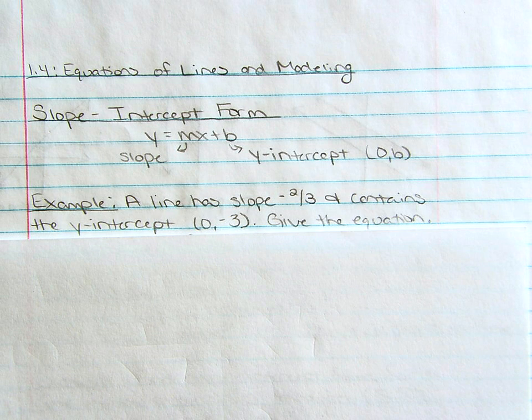On Wednesday we talked about the slope-intercept form, and I gave it to you as f of x equals mx plus b. Today we're going to leave it as y equals mx plus b. Remember that the m represents your slope, and that b is your y-intercept. The y-intercept is where your line crosses the y-axis, so you can give that as an ordered pair: (0, b).